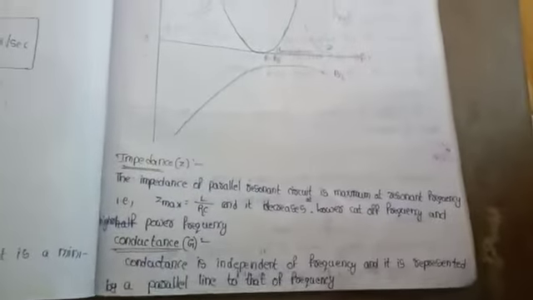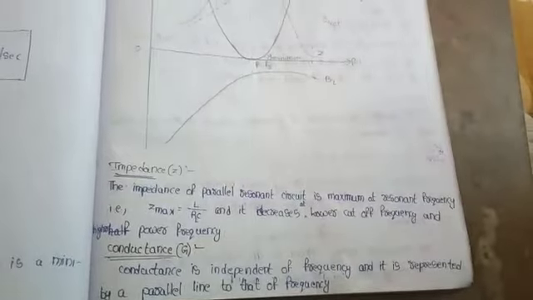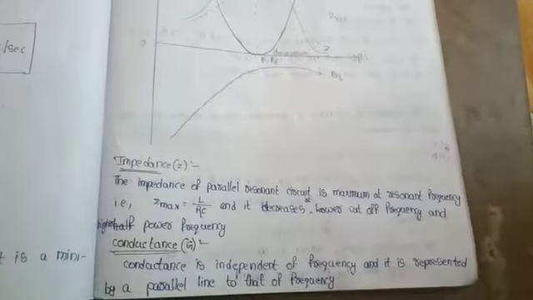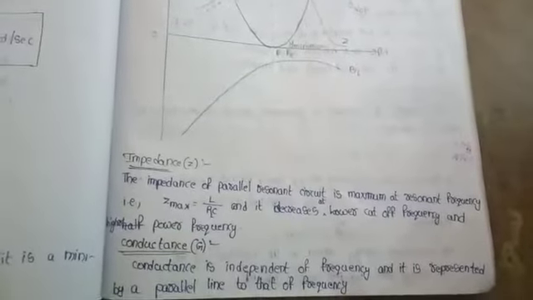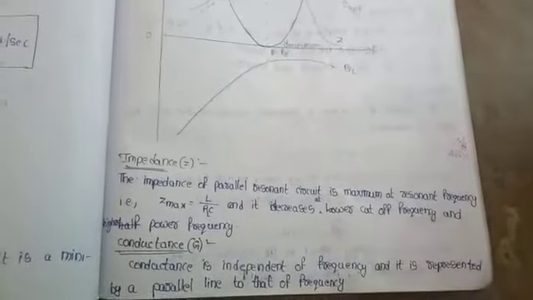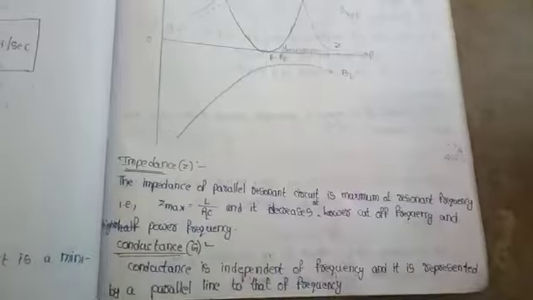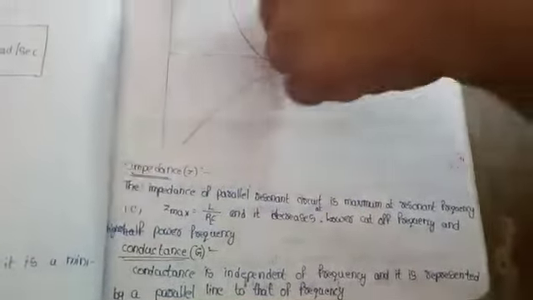Another one is the conductance G value. Conductance is independent of frequency, similar to resistance. Resistance is also independent of frequency. Here conductance is independent of frequency, that is a straight line. G equals 1 by R. This is the straight line.